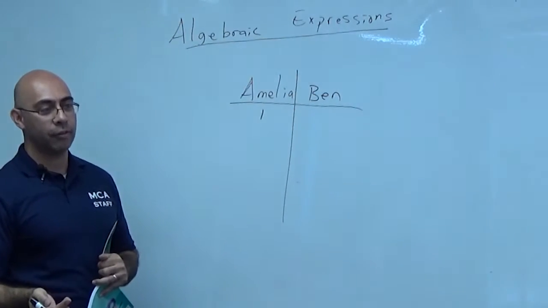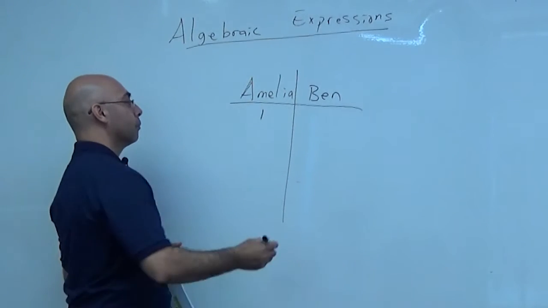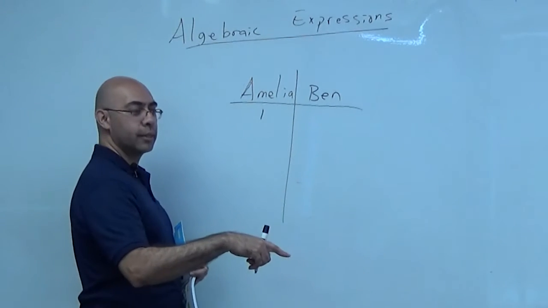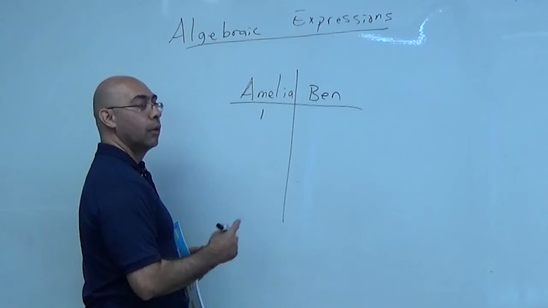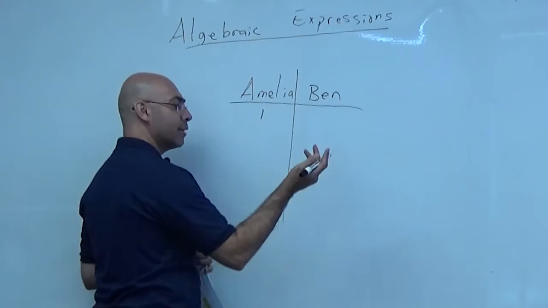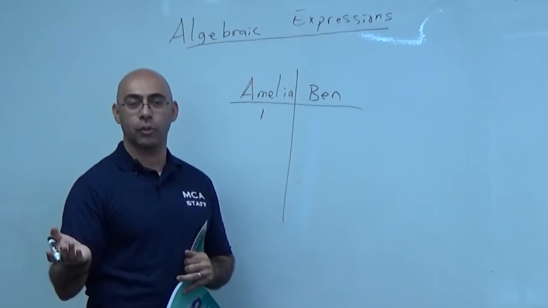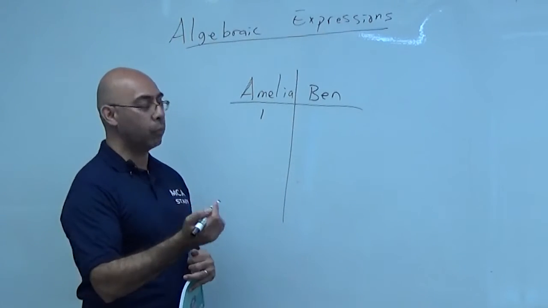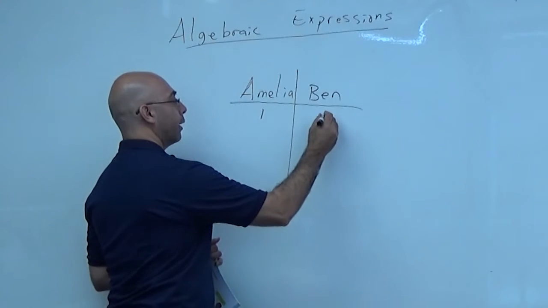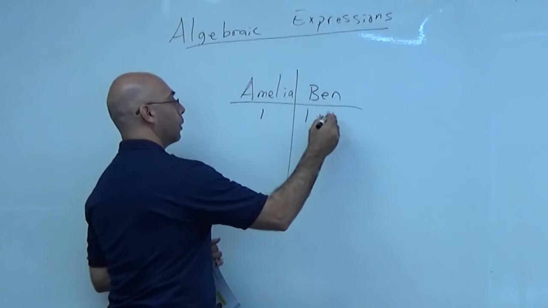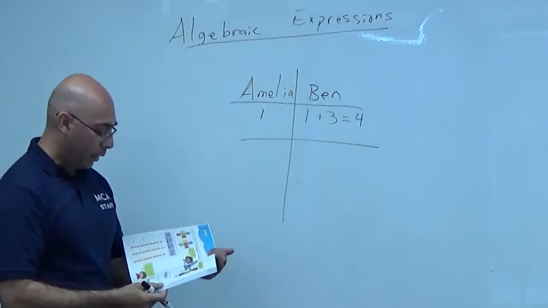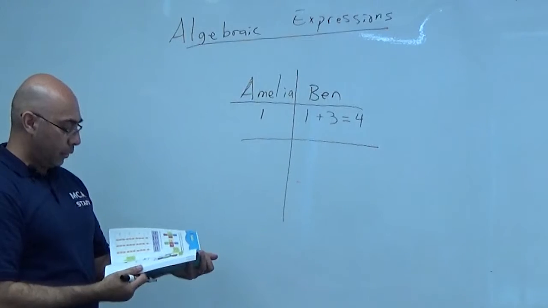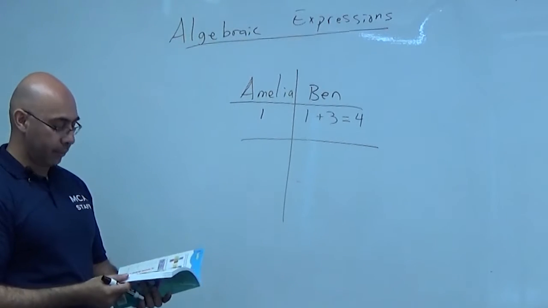And Ben. So Amelia has 1 apple. How many does Ben have? 4. And what did he say right before he said 4? 3 more than Amelia. So what does that mean? If you have 3 more, what does that mean to do? To add. What are you adding? 3. Adding 3. 1 plus 3 equals 4. All right. Cool. Now, they give you a model right there for showing it.